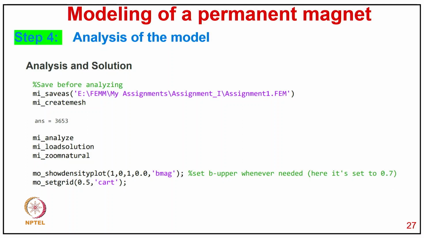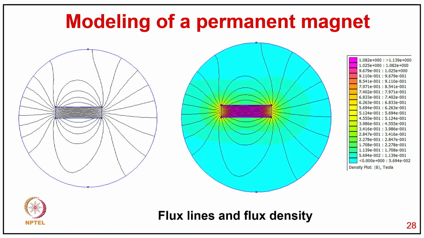The answer is 3653. Similarly, mi_analyze and mi_loadsolution. mi_zoomnatural. mi_showdensityplot 1, 0 with the parameters, and then mo_setgrid 0.5 and comma, cartesian. And you can see the flux lines and flux density, typically in two diagrams.